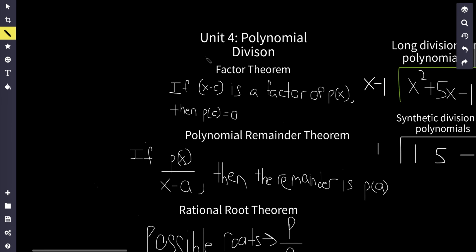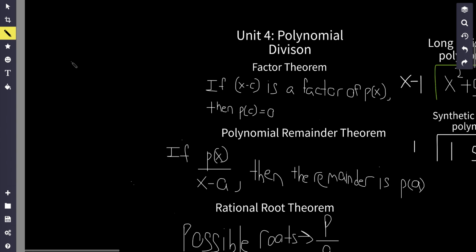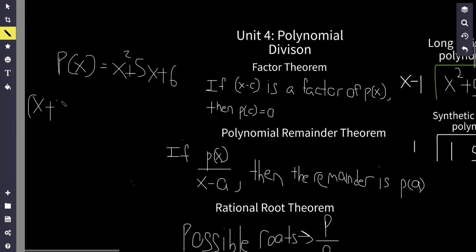Okay, so the factor theorem basically states that if x minus c is a factor of p of x, then p of c is equal to 0. What does this mean? Well, let's say I have a function p of x equal to x squared plus 5x plus 6. If I'm given that x plus 3 is a factor of this polynomial, then that means that if I plug in p of -3, I should get 0.